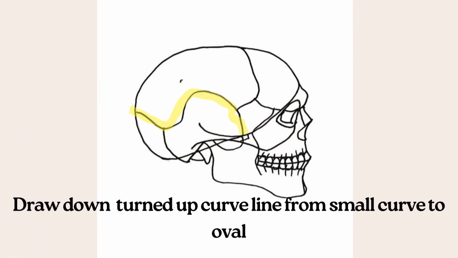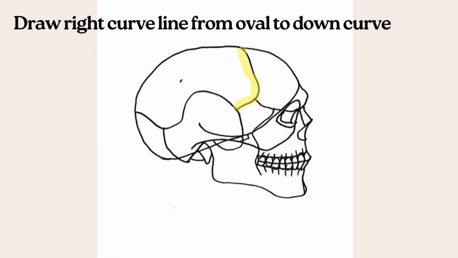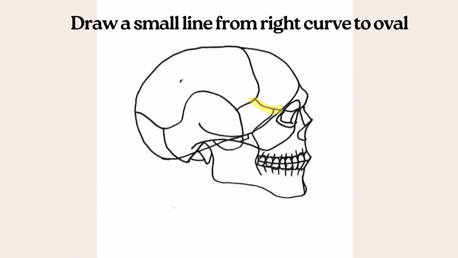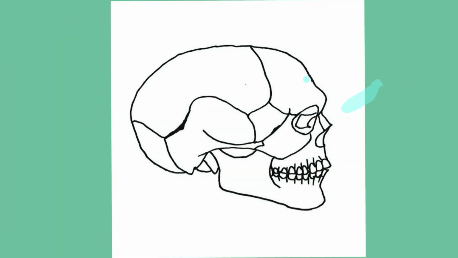Draw a down curve starting from the small up curve, turning it into an up curve just before reaching the line of the oval. From the top right side of the oval, draw a right curve going to the down curve line. Draw a small line between the right curve and the oval. Erase any unnecessary lines, and you have the human skull.